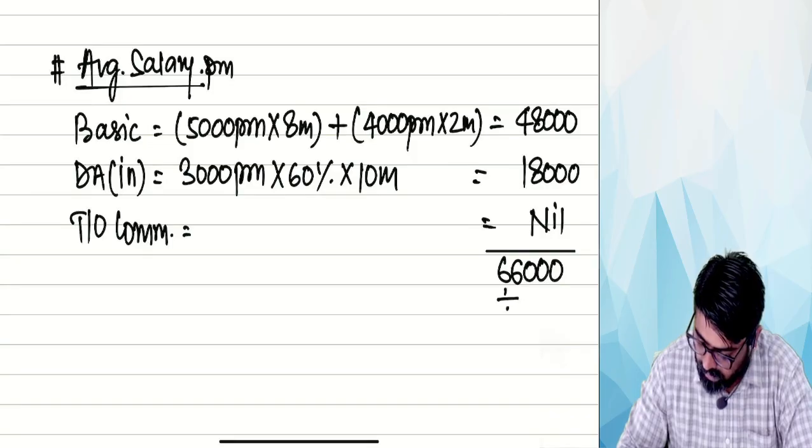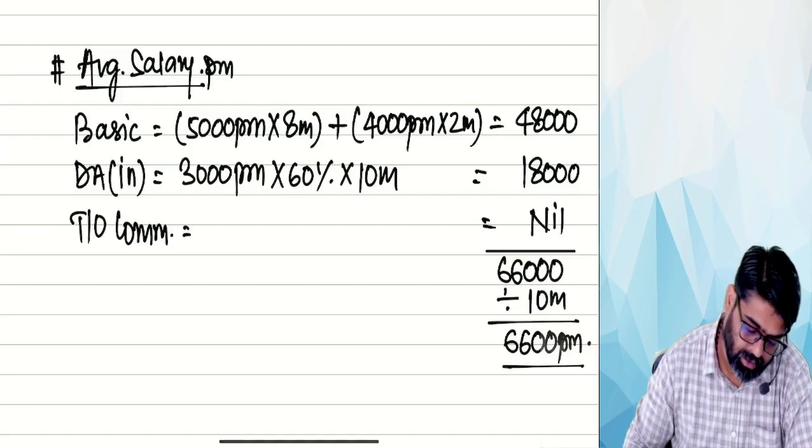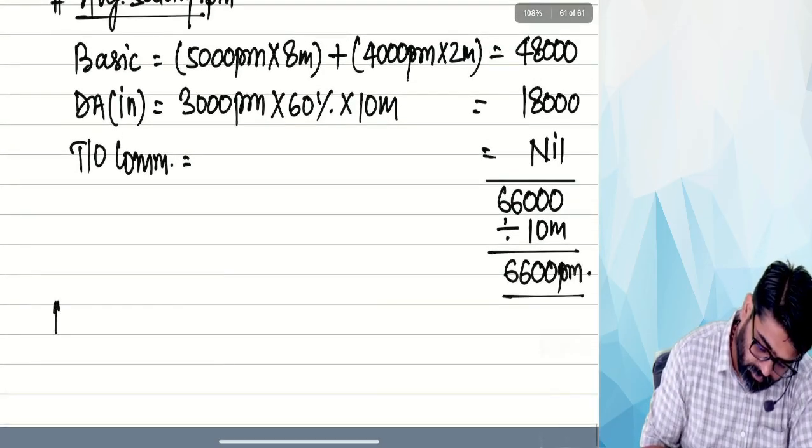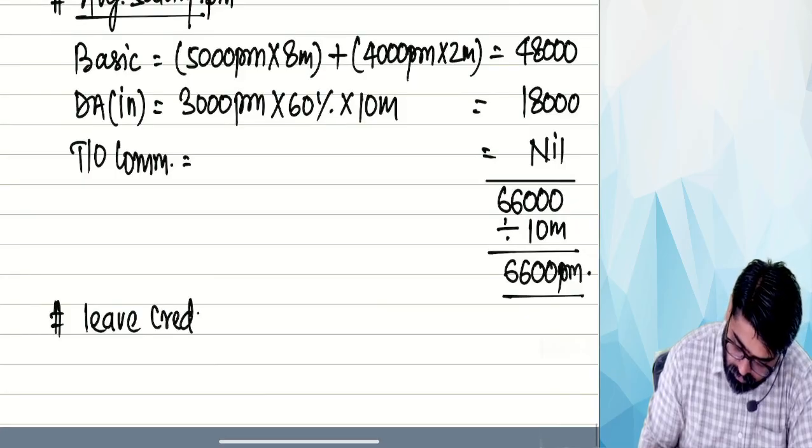The total, if you divide by 10, you get 6,600 per month. That is your average salary per month. Now you will calculate the leave credit.